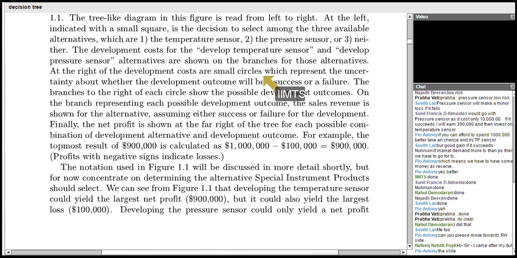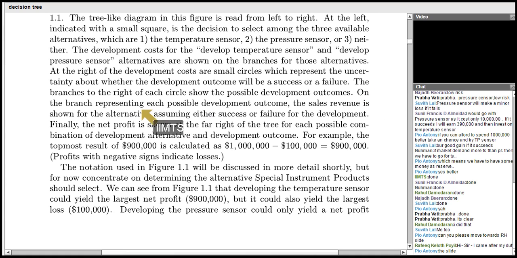I told you about those small circles, which represent the uncertainty about whether the development outcome will be a success or a failure. Now, the branches to the right, because we're moving from left to right, of each circle show the possible development outcome. So, which is very clear there. I think everybody is able to see it now.